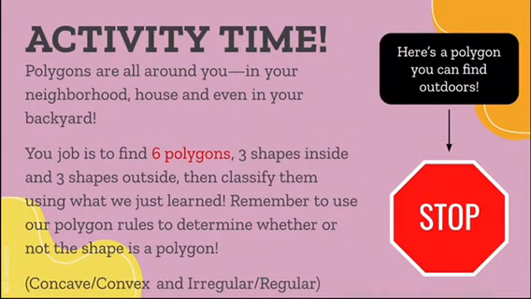So it's activity time. There are polygons all around you, in your neighborhood, in your house, and even in your backyard. Your job is to find 6 polygons, 3 shapes in your house and 3 shapes outside your house, and then classify them using what we just learned. Remember to use our polygon rules to determine whether it's a polygon or not. For example, here's a polygon you can find outdoors, a stop sign, which is also an octagon.